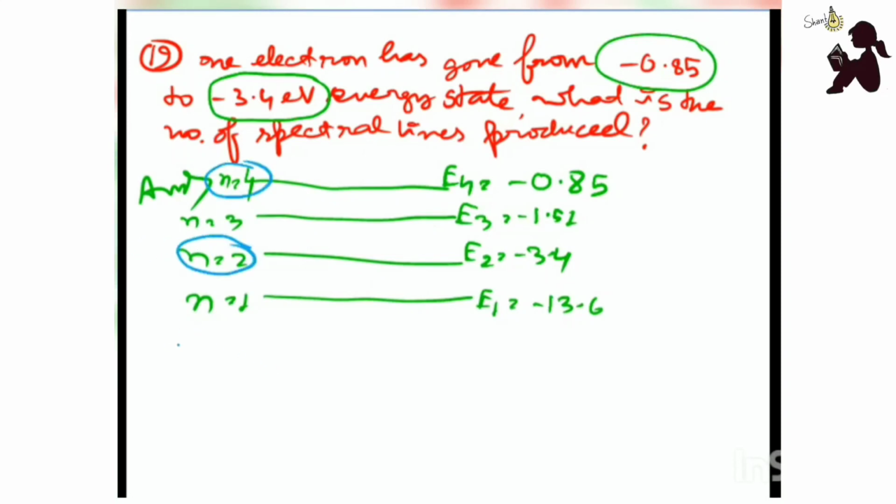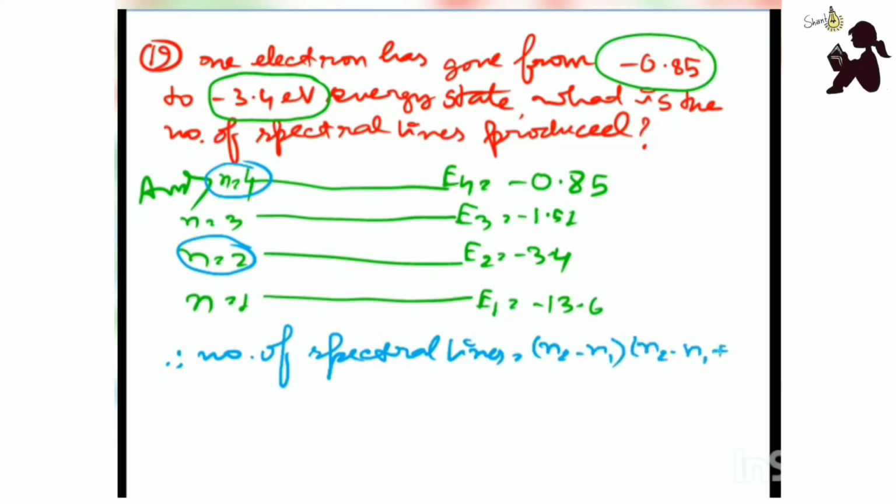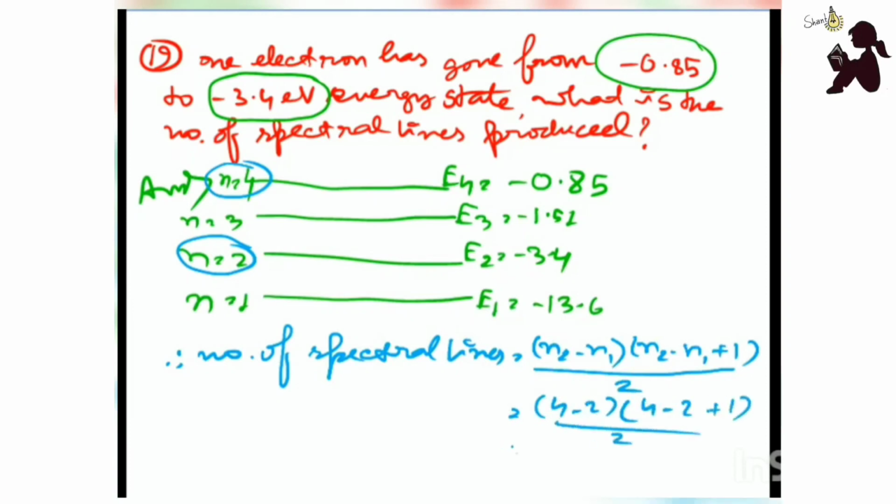Now if we remember these values and this diagram, we can easily conclude from where to where it has gone. After concluding it, we have a formula for the number of spectral lines, that is n2 minus n1 into n2 minus n1 plus 1 by 2. So what will it be? That is 4 minus 2 by 4 minus 2 plus 1 by 2. So 2 2 will be cut. What will remain is 4 minus 2, 2 plus 1, that is 3. So 3 will be the number of spectral lines here. That's how we conclude it.